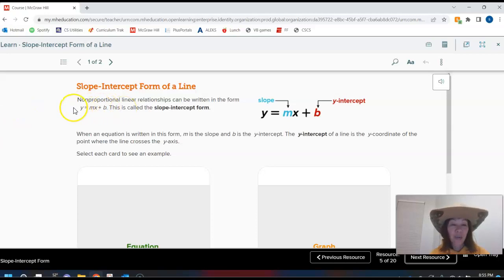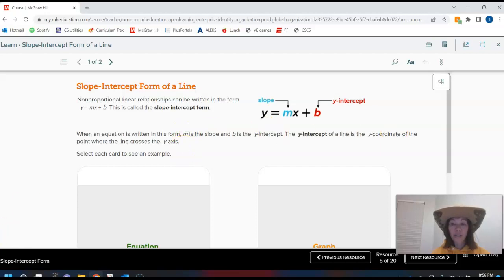So we had y equals kx in the last section. And I think we used y equals mx in one of the sections, but now we have y equals mx plus b. I think you've all seen this before, but this is called slope-intercept form. This is the equation of a non-proportional linear relationship. If it's proportional, you don't have this part, and that means your graph goes through the origin. But when it's in this form, m is our slope and b is our y-intercept.